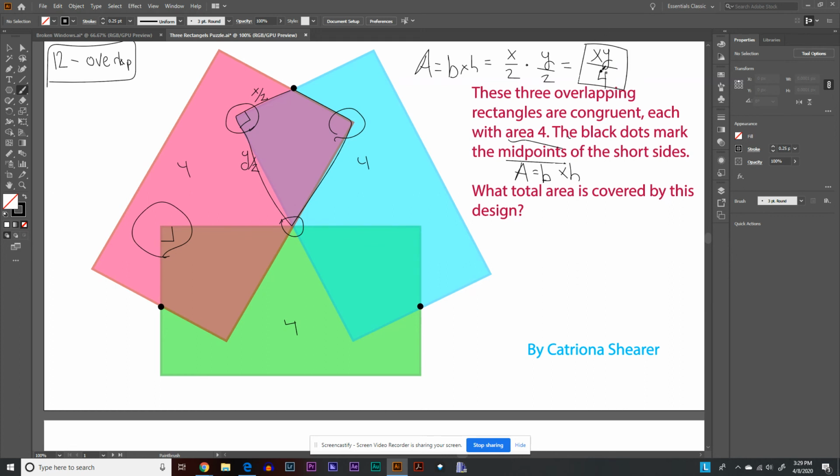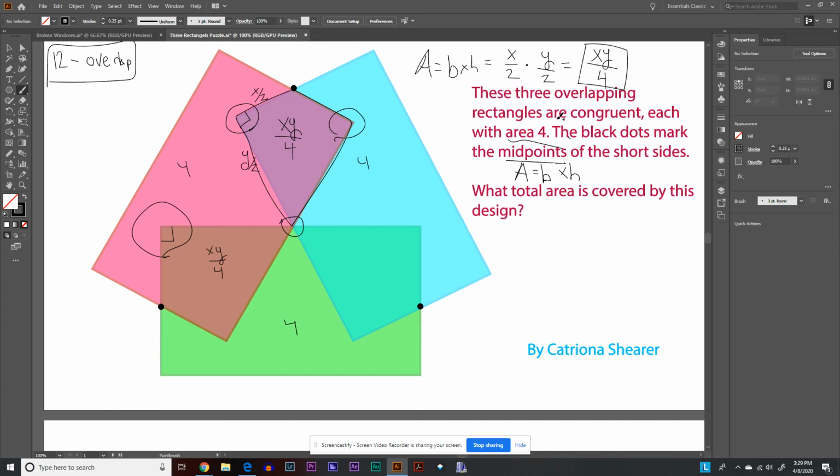Now, all I need to do is multiply this area times 3, because there's 3 of these, right? This is an area of xy over 4. This is an area of xy over 4, and same here. So if I just multiply xy over 4 times 3, and then do 12 minus that value, I should have the total area that I need.